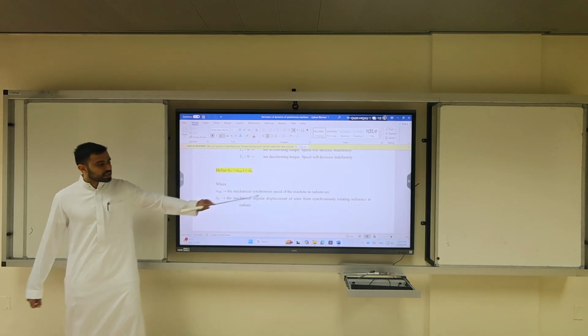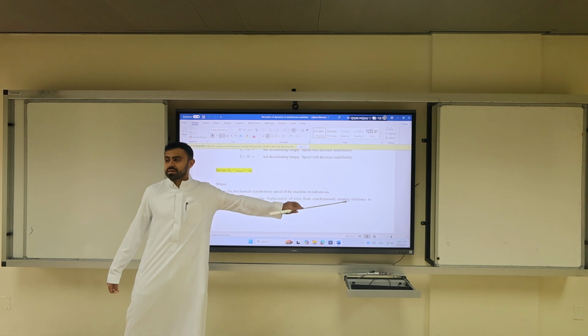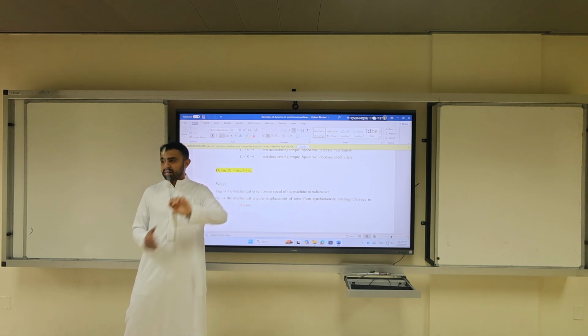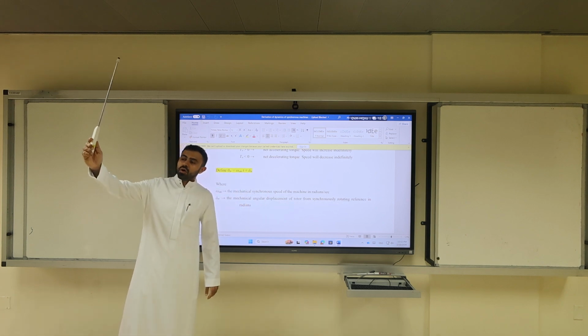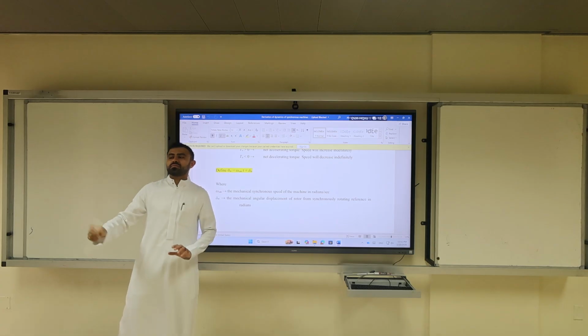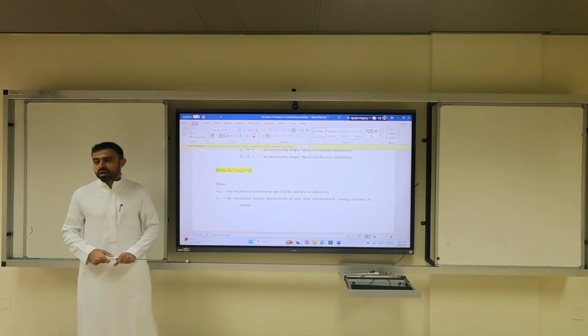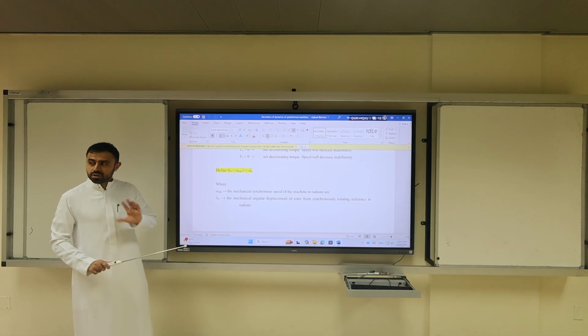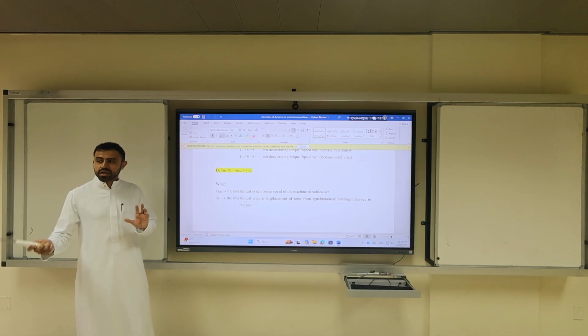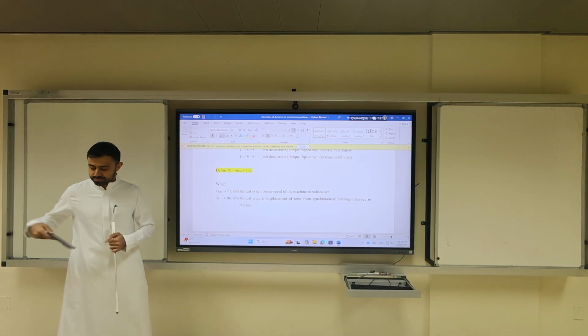What is the synchronously rotating reference? It comes from the stator, which is the maximum of the stator flux. Okay, you don't need to know the details about it, but did you get it? What is rotating, rotor or the stator?